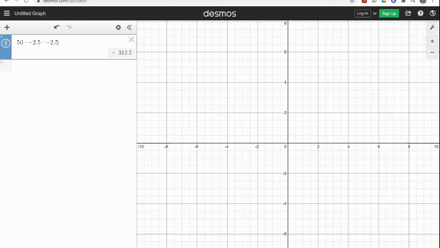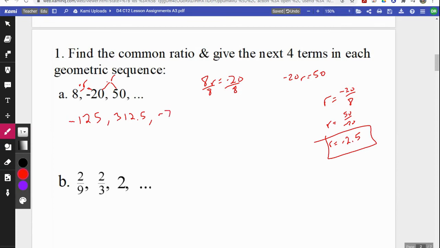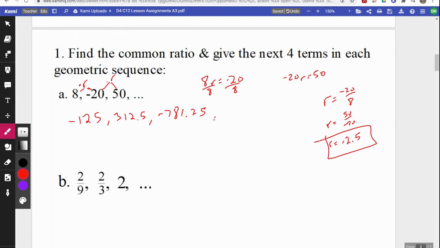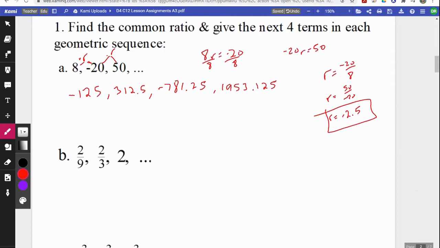And you keep going, times negative 2.5, negative 781.25, and same thing again. So that would be the first 4 terms. And it was negative 1953.125. Those are the next 4 terms. We did it. We could do the same thing for b.